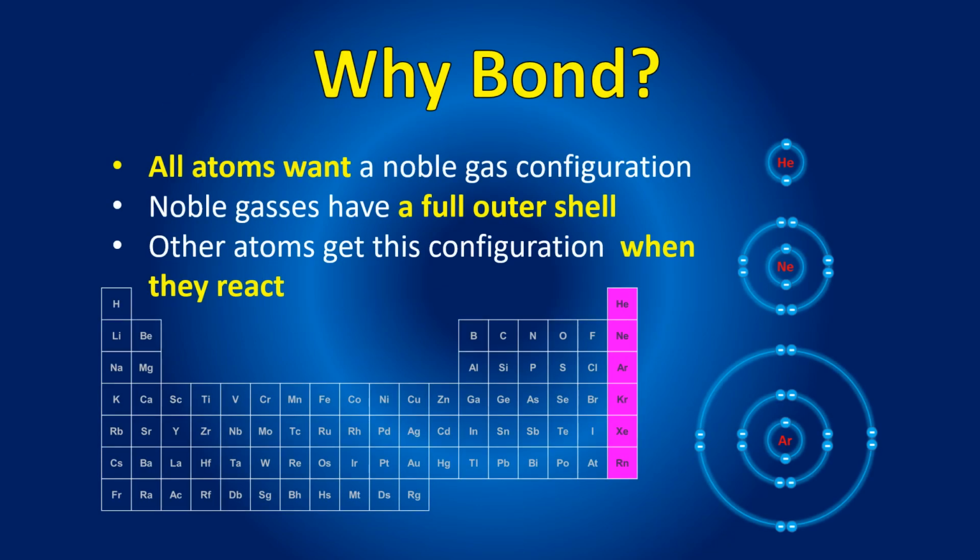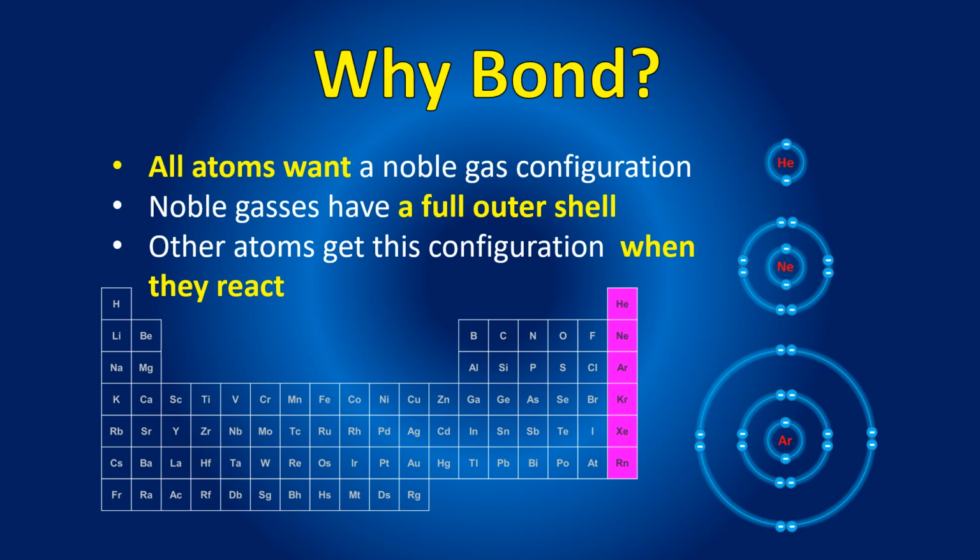So why do atoms bond? Atoms bond to get a full outer shell. They want a noble gas configuration. Noble gases have a full outer shell. That's why they don't react. Atoms react to get a full outer shell, to get a noble gas configuration.